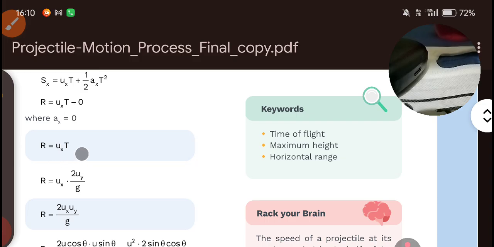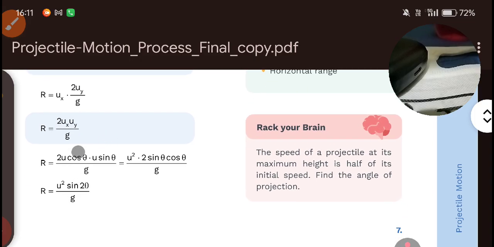R is equal to ux into t. T is nothing but time of flight. T can be written as 2uy upon g. So finally we will get this thing, 2ux uy upon g. Ux is nothing but initial velocity, or you can say u. 2ux uy upon g means 2 multiplied by initial velocity upon g.